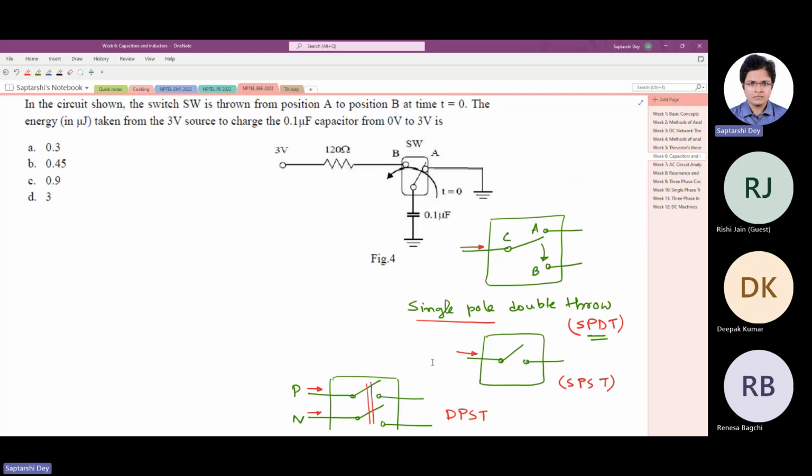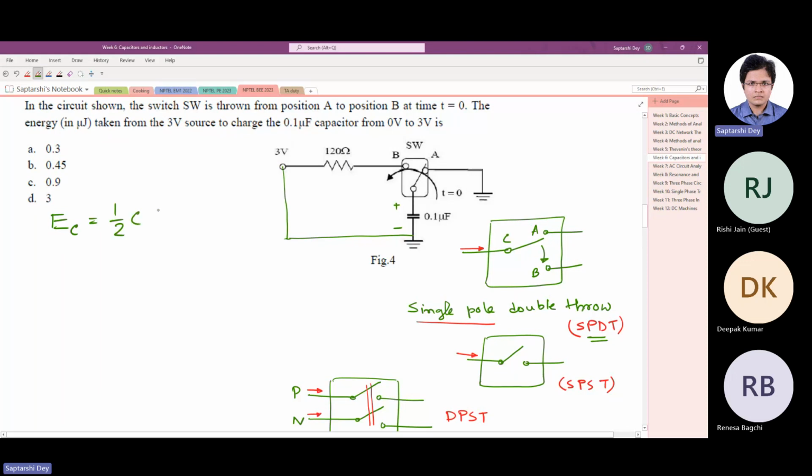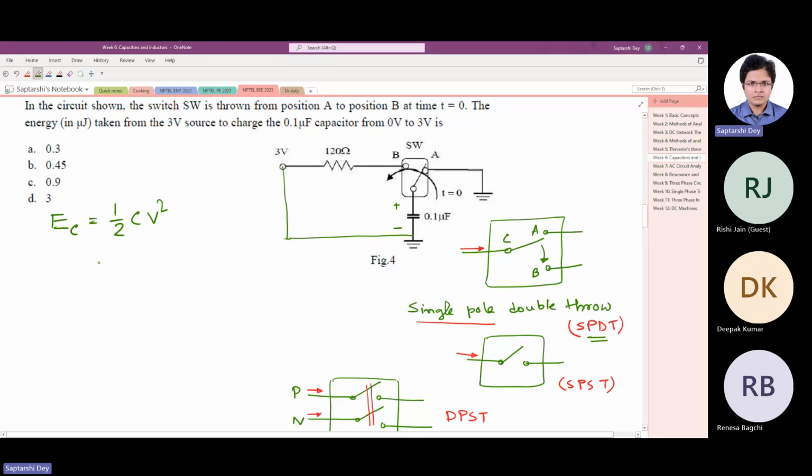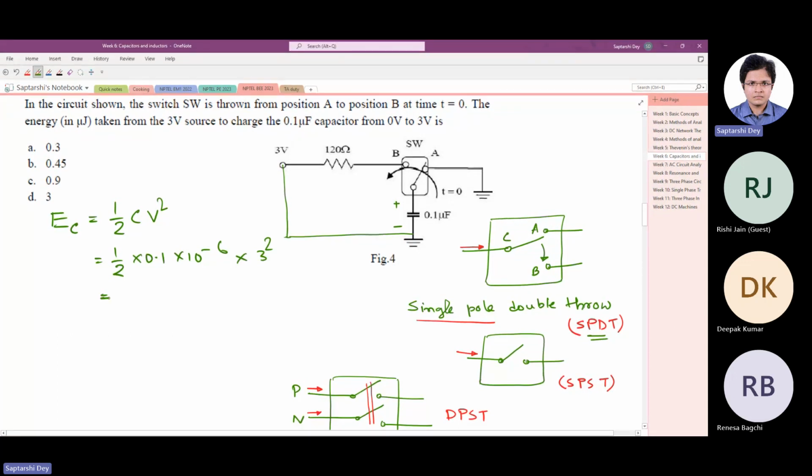So the capacitor has some energy, which is half CV squared. And since there is no current in the circuit at steady state, the capacitor voltage must be equal to the supply voltage, by KVL. There is no current in the circuit. So half CV squared, you can find out, the capacitor is 0.1 microfarad. So half into 0.1 into 10 to the power minus 6 times 3 squared, some value we will get. This much energy is stored in the capacitor.